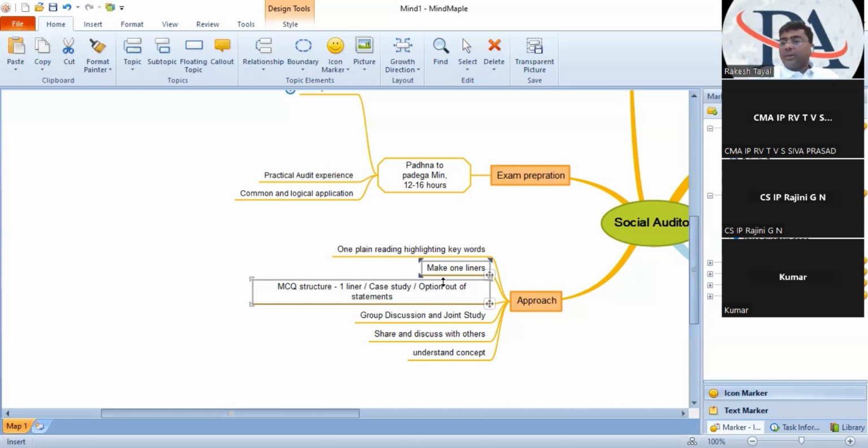Otherwise, don't attempt, leave it. The 60 marks will happen on their own anyway, but do not attempt wrongly. That is my suggestion. Then group discussion.